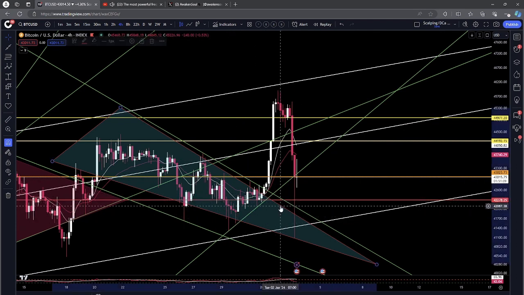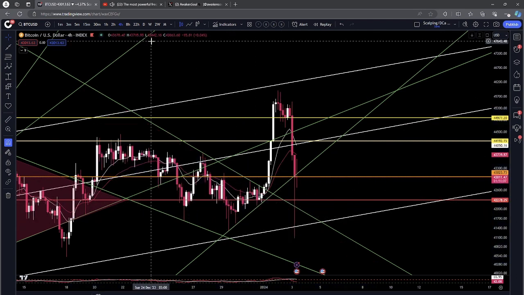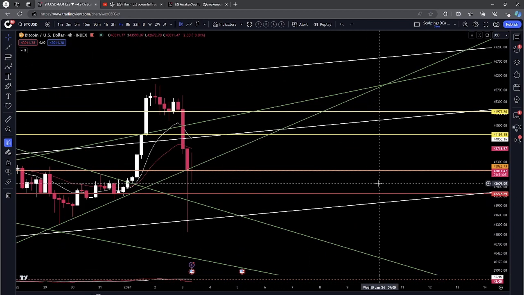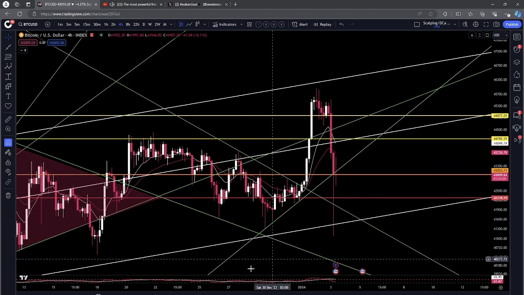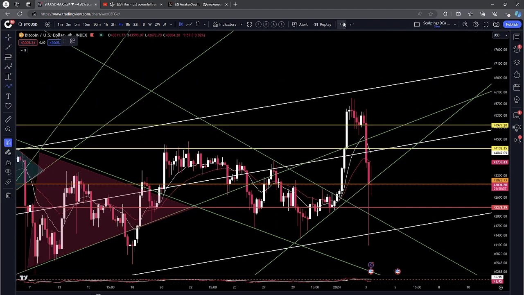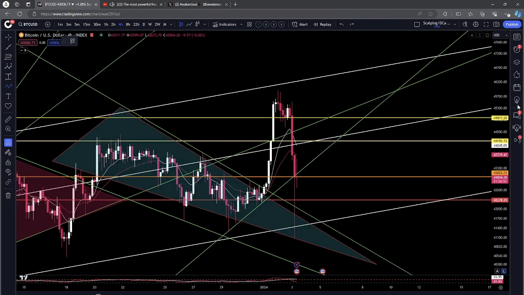So with this being said of this possible retest, right? So at this point, actually, I'm going to show this to my Discord. Give me 1 second.